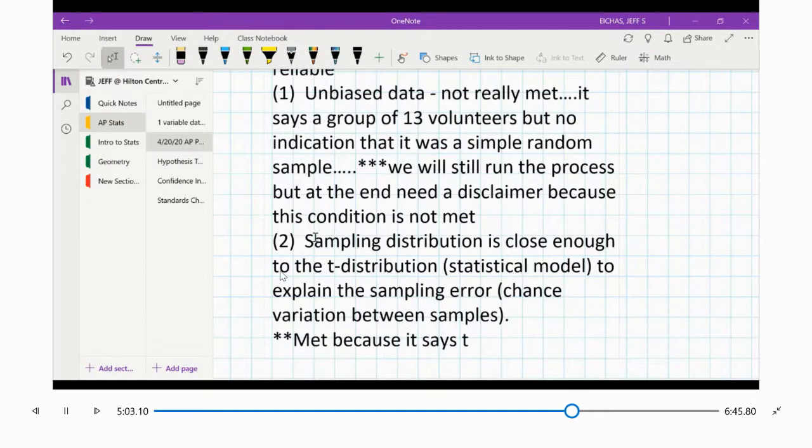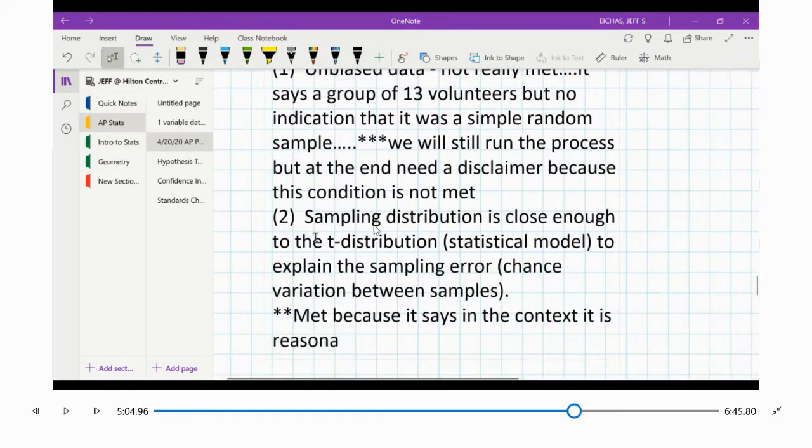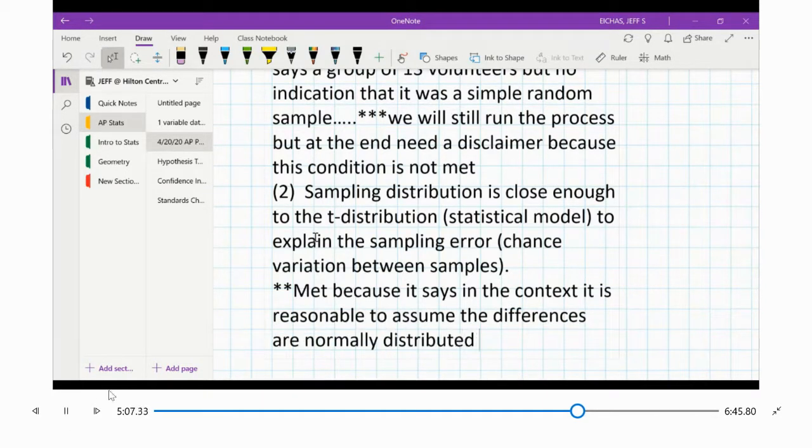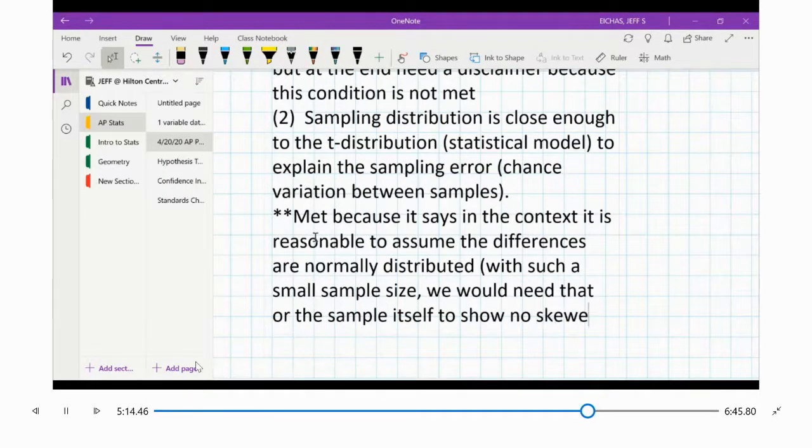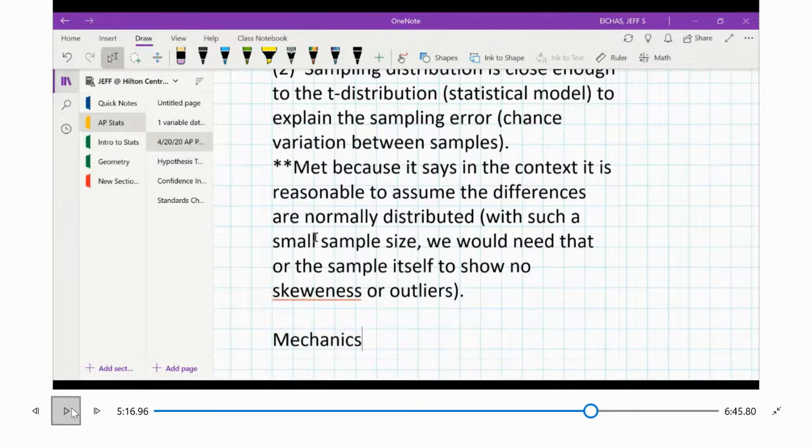Okay, sampling distribution is close enough to the T. Again, explain sampling error. That's what the model's doing. It is met because the context says it is reasonable to assume the differences are normally distributed. Now, I go on to mention, because it's a small sample size, we would need that, or the sample itself should show no skewness or outliers. That's why I built the histogram earlier, in case that was something that I was going to need.